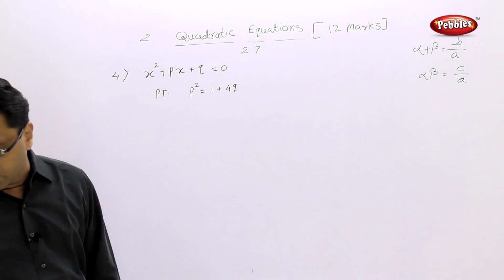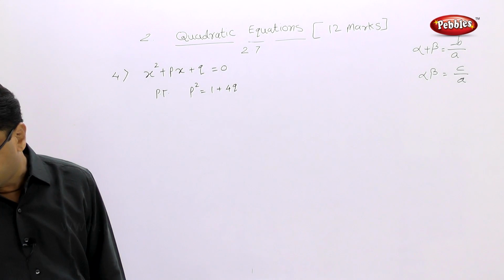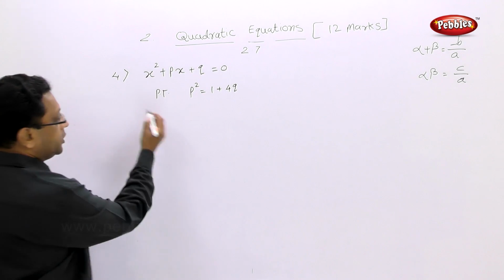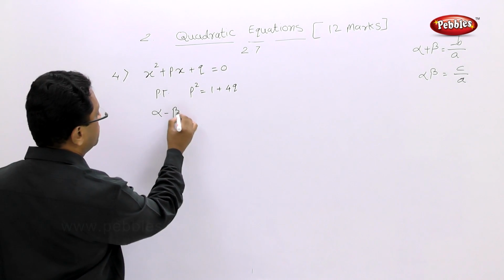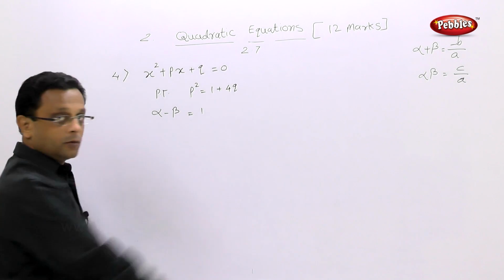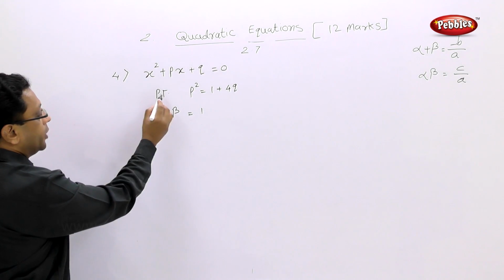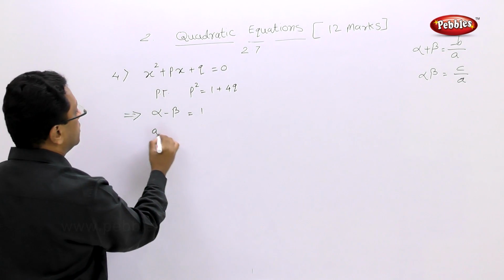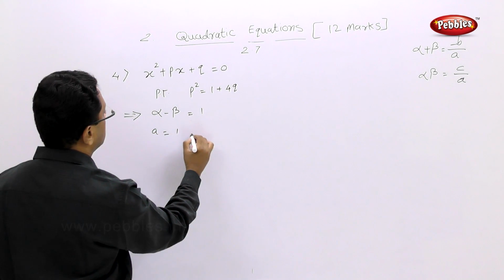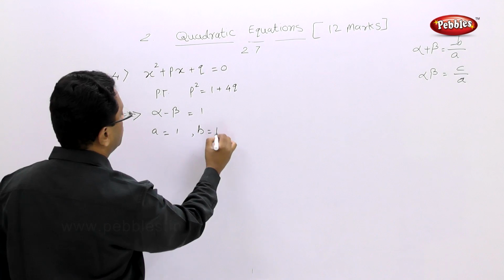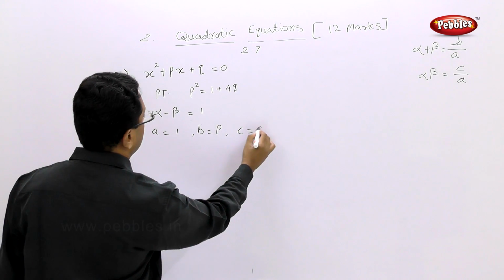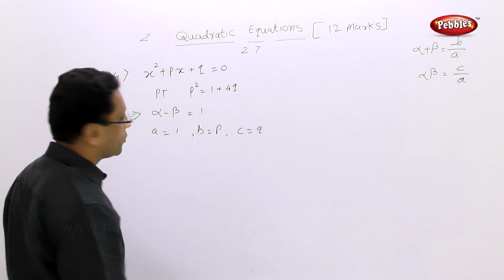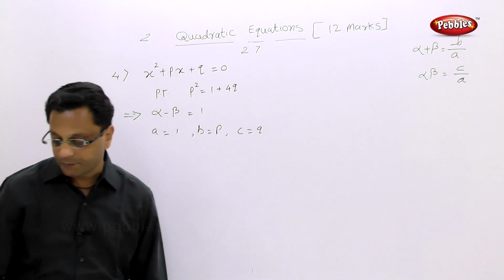The given condition is alpha minus beta, these are the two roots, alpha minus beta is equal to 1. This is given, and also we know that a is equal to 1, b is equal to p, and c is equal to q. So let us solve this example.